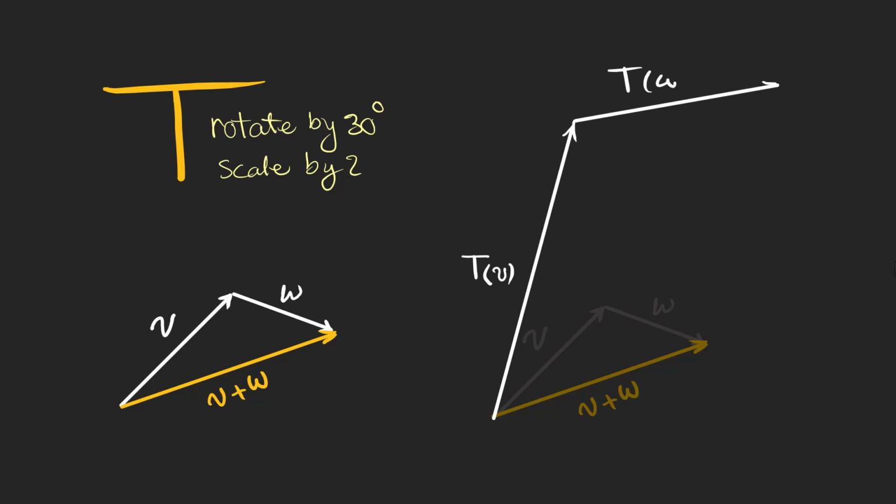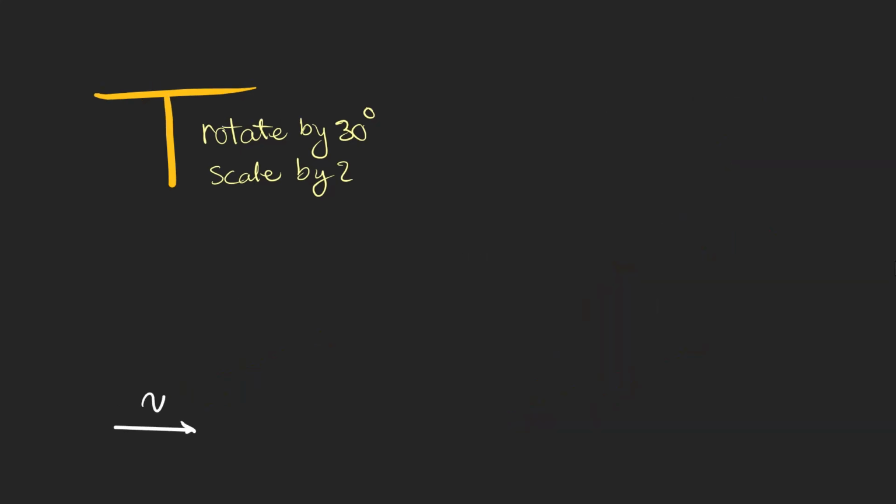This is the transformed version of the other vector w under this transformation, and the transformed version of their addition is shown by this yellow vector. Notice that the addition of transformed versions of v and w is equal to the transformed version of the addition of the two vectors.